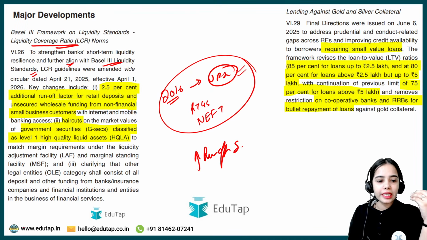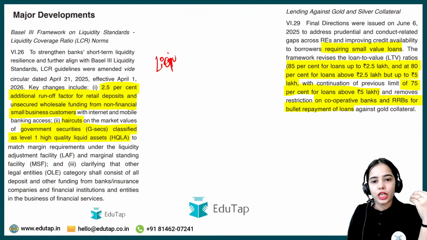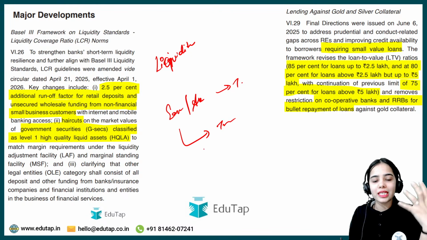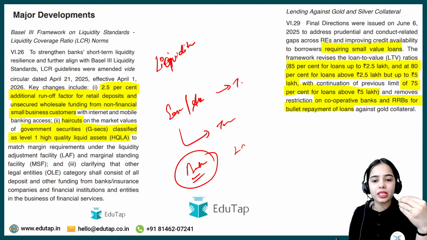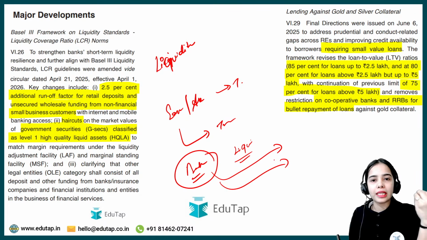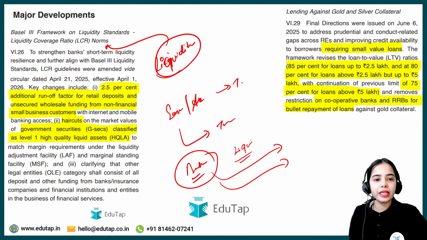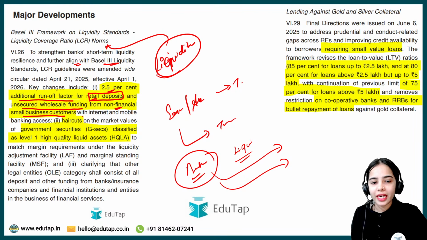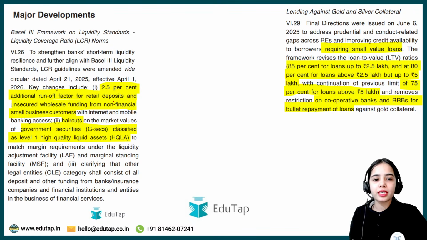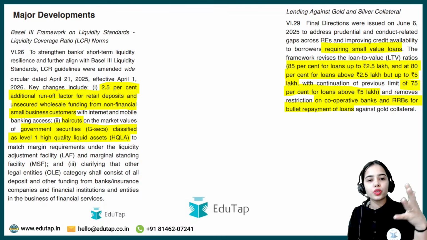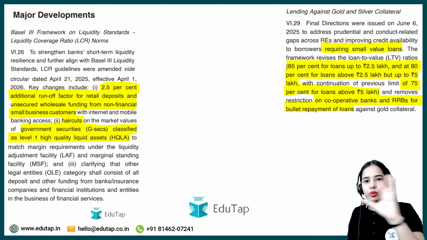In this way, it was said that the bank should have enough liquidity coverage. With the easily accessible way of transferring money, it is easier to transfer your deposits, and the banks can face a liquidity crunch if there is too much transfer of money from one bank to some other bank. So liquidity coverage ratio norms have been updated and aligned with the Basel III liquidity standards, in which it has been said that there is a 2.5% additional runoff factor for retail deposits and unsecured wholesale funding from non-financial small business customers that have access to internet and mobile banking. Runoff factor is basically the transfer or the transactions, so the money can run off from one bank to some other bank, or from one bank to some other account and such.